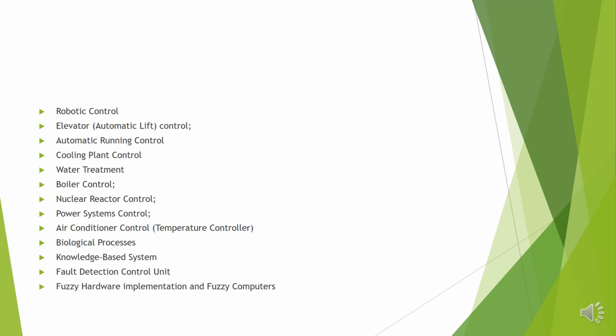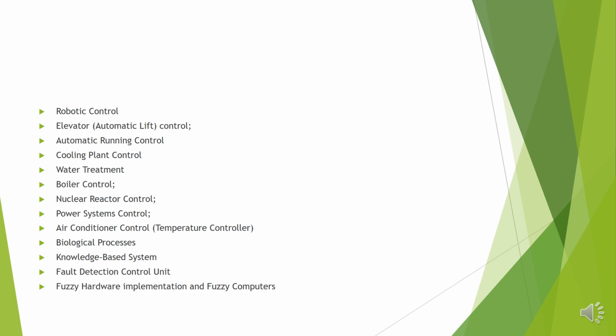Everything uses a sensor to sense it: automatic running control, cooling plant control, water treatment, boiler control, nuclear reactor control, power systems control, and air conditioner control, like a temperature controller. Even in an AC you are using a temperature controller, right? Automatically it will sense the temperature, and according to that it will switch on the AC. There also you are using fuzzy. It's like IoT only, Internet of Things.